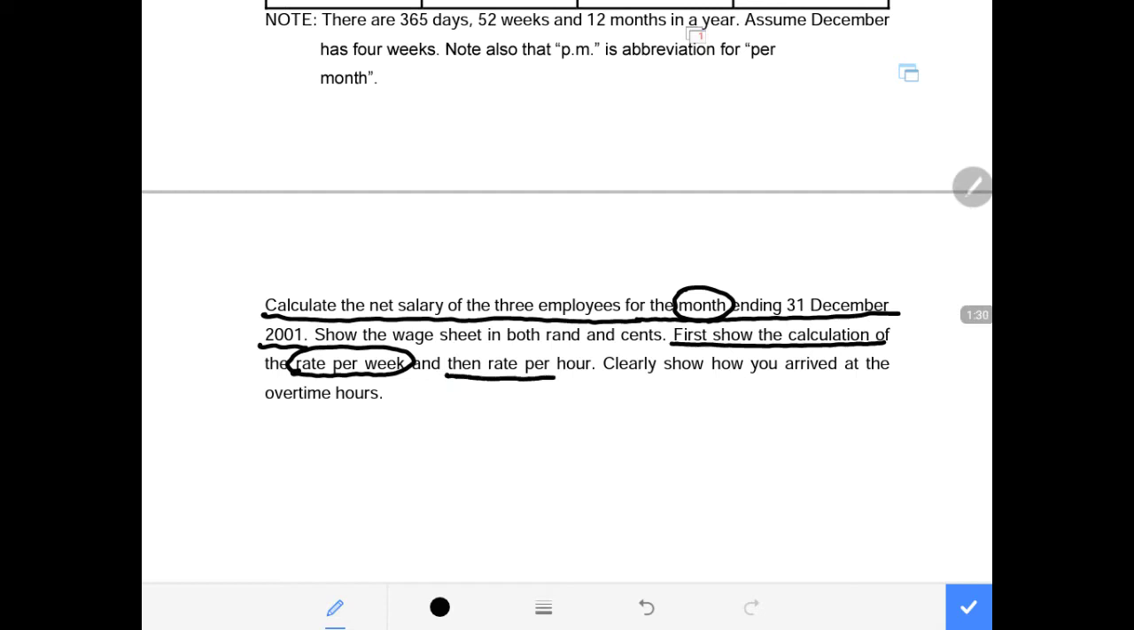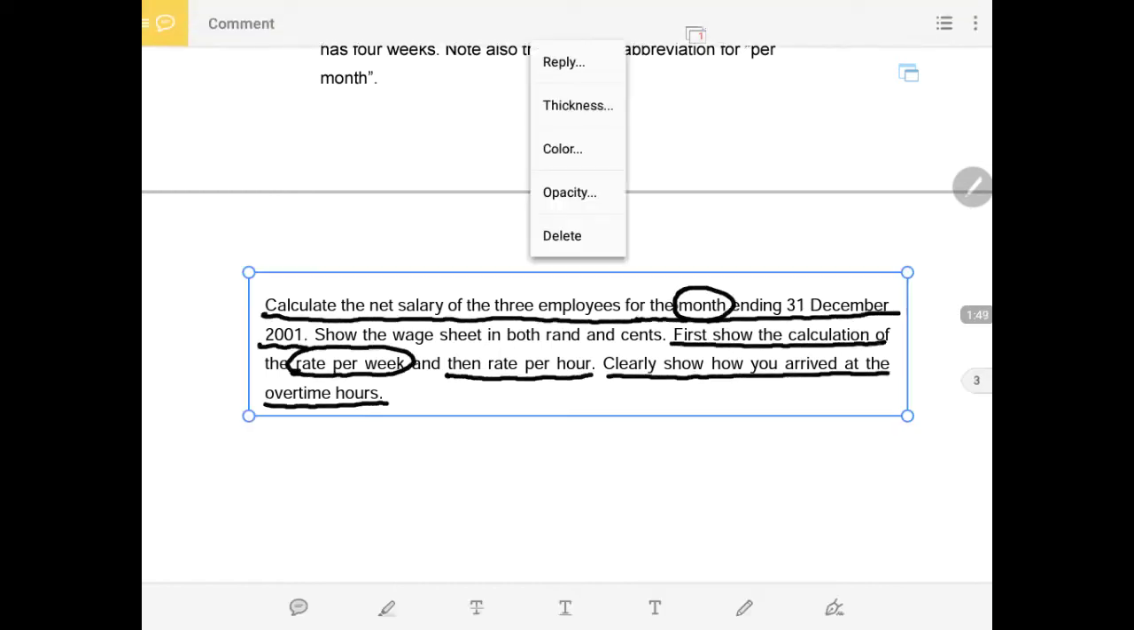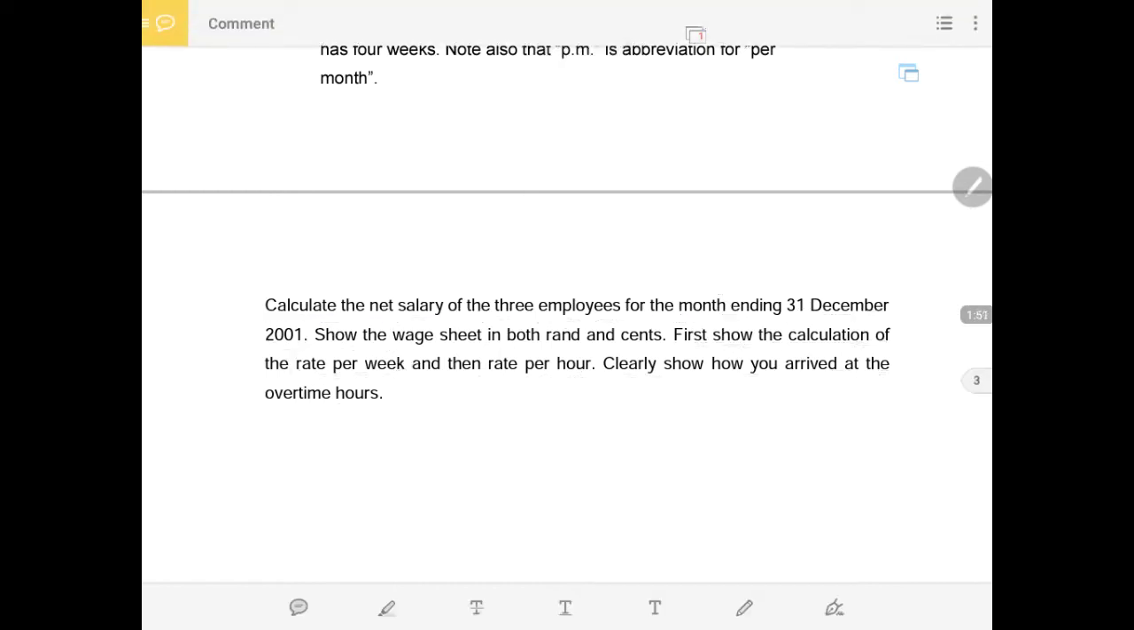Then after the rate per hour, clearly show how you would arrive at the overtime hours. So now we need to show the calculations of the overtime hours. I might just show it roughly in my explanation without having to show the calculation, but you'll see where the calculations are coming from. Then you can extract a table for yourself.